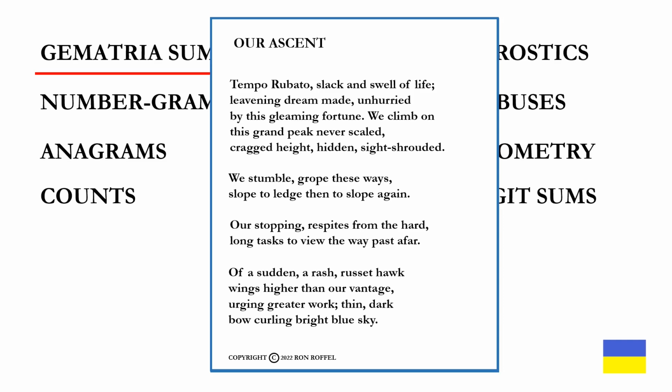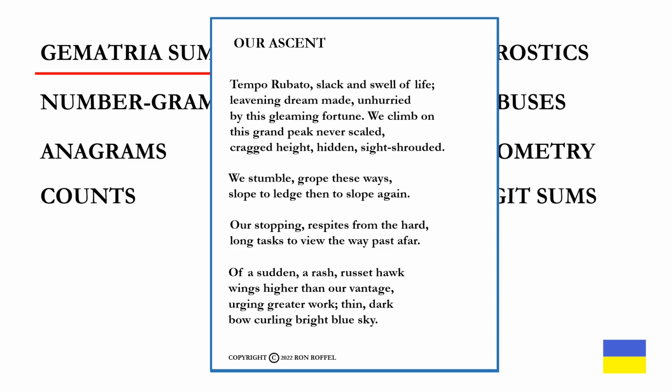Tempo rubato, slack and swell of life, leavening dream made, unhurried by this gleaming fortune. We climb on this grand peak never scaled, cragged height, hidden, sight shrouded. We stumble, grope these ways, slope to ledge, then to slope again. Our stopping respites from the hard, long tasks to view the way past afar. Of a sudden, a rash, russet hawk, wings higher than our vantage, urging greater work. Thin dark bow, curling bright blue sky.